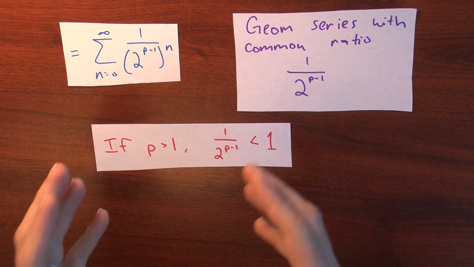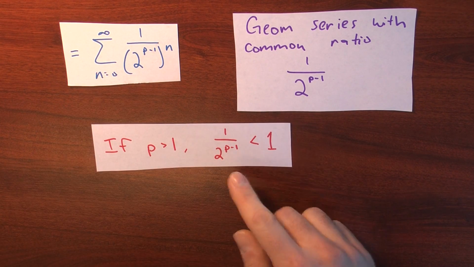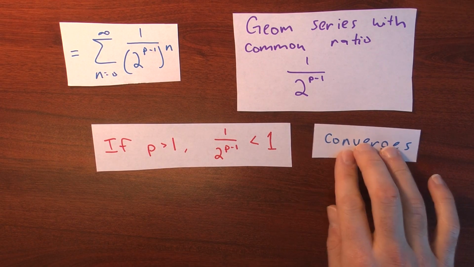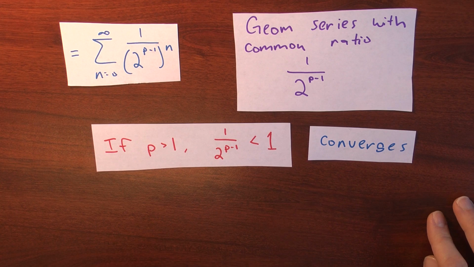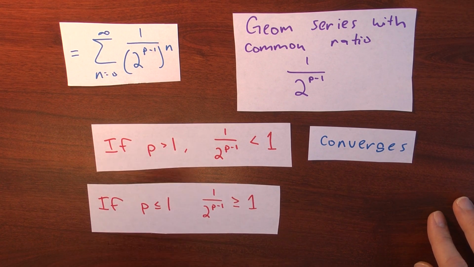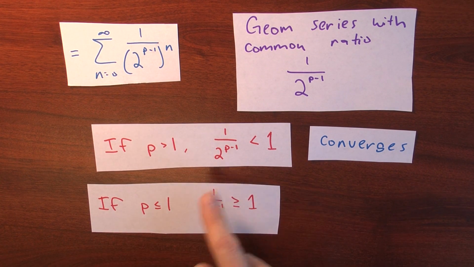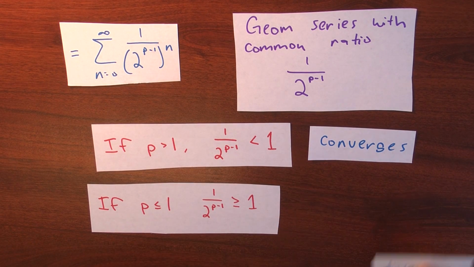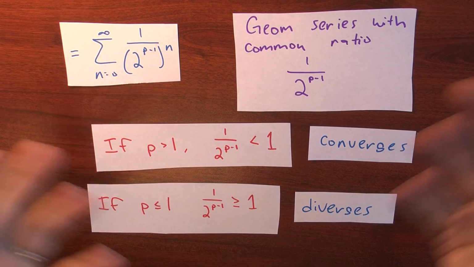If p is bigger than 1, then this common ratio is less than 1, and in that case, the series converges. And if p is less than or equal to 1, then this common ratio is bigger than or equal to 1, and in that case, the series diverges.